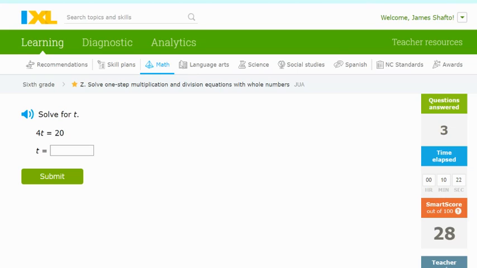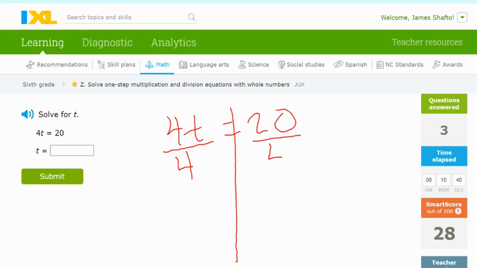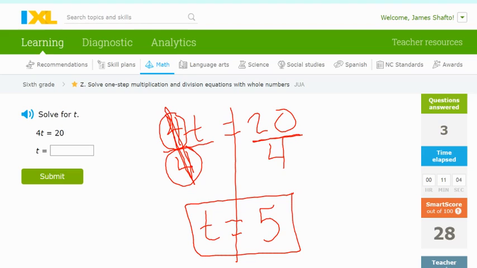Next problem, it says 4t equals 20. This is 4 times t. So I want to use the fraction bar to divide by 4, and I want to do that on both sides of the equal sign. When I have a 4 in the numerator and a 4 in the denominator, it makes one whole. I'm left with 1t by itself. When I have 20 fraction bar 4, that is the same as 20 divided by 4, because the fraction bar means divide, and this gives me 5 as my answer.